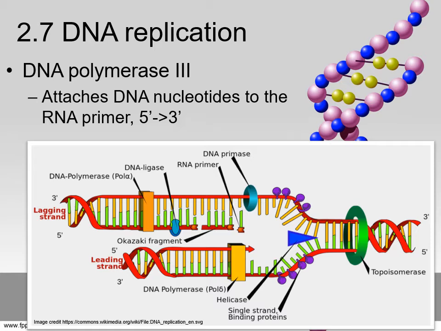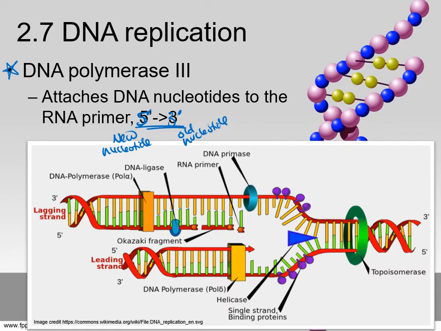Once we have that RNA starting our strand of DNA, then we can start attaching DNA to the end of that little chunk of RNA. And the enzyme that does this is DNA polymerase 3. Polymerase 3 is going to attach DNA to the end of that RNA primer in a 5' to 3' direction. So remember how we count those carbons, 5' to 3', our 5' end, our 3' end. The 5' end of the new nucleotide is going to get stuck to the 3' carbon of the old or the previous nucleotide.